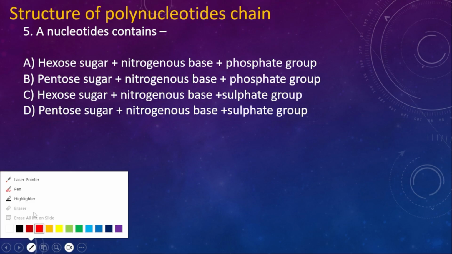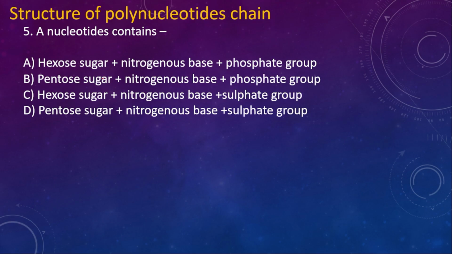If I draw a simple structure, there will be a pentose sugar. Just consider it as a pentose sugar. In a nucleotide, a single nucleotide has pentose sugar, and a nitrogenous base. Here there will be a nitrogenous base, I will simply call it NB. And there will be a group which is called what? Phosphate group.